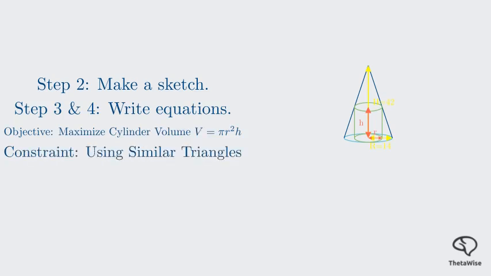We need a relationship between r and h to express V in one variable. We can find this relationship using similar triangles. Look at a 2D cross-section of the cone and cylinder. We have a large triangle, let's call it ABC, representing the cone, and a smaller triangle, EFC, representing the top of the cylinder.